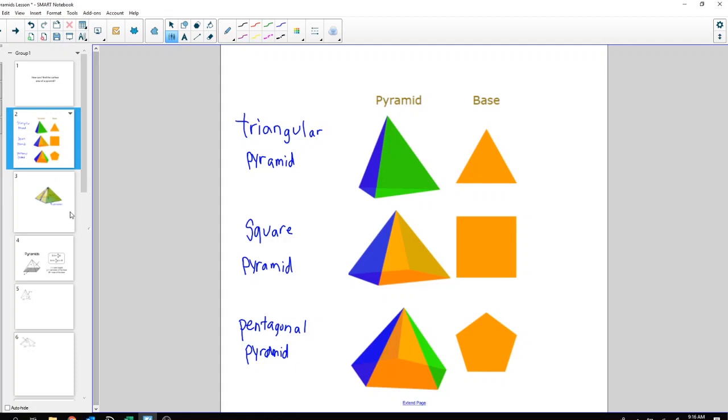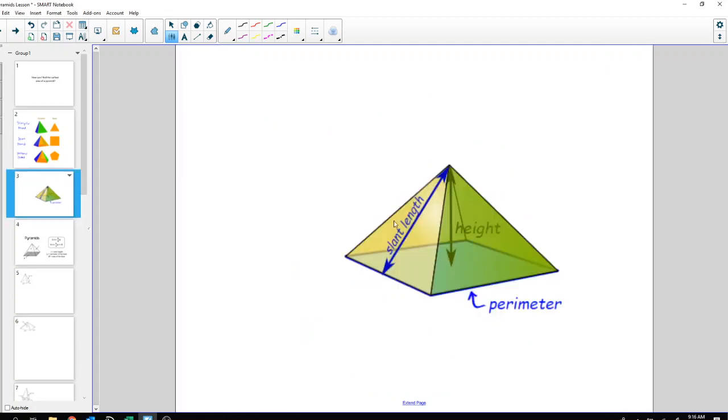So with these, how can we find the surface area? We have to remember some of the other parts. We have our slant height, which is going to be this height that runs, or our slant length, which runs right along those sides. Our vertical height is going to be perpendicular to the base. And then perimeter is the distance around the outside. So when we're looking at pyramids, perimeter is going to be the distance around the outside of that base.